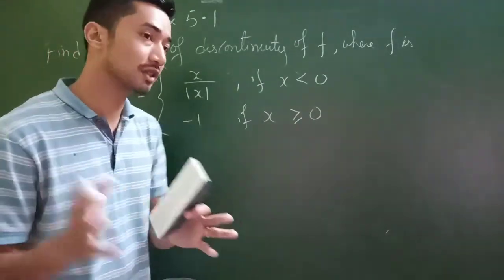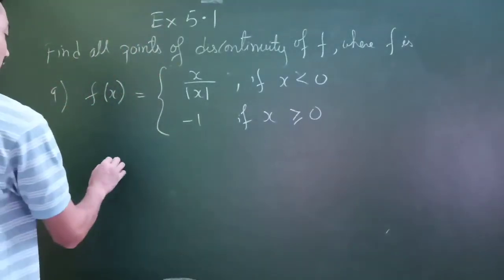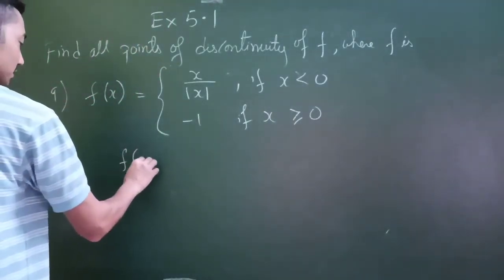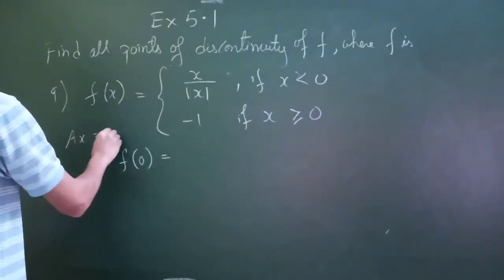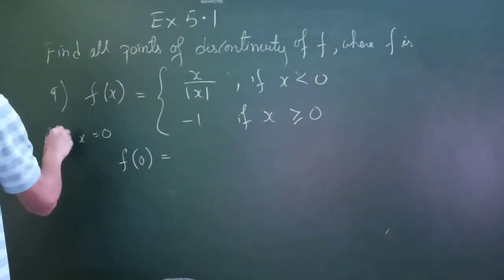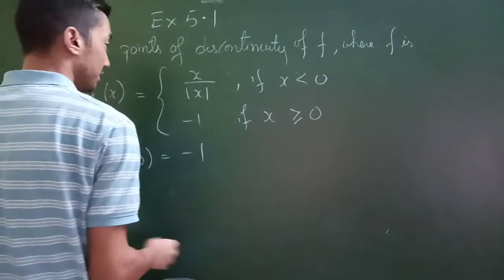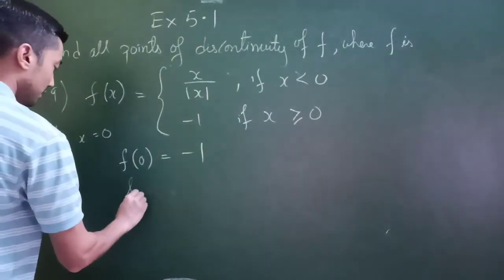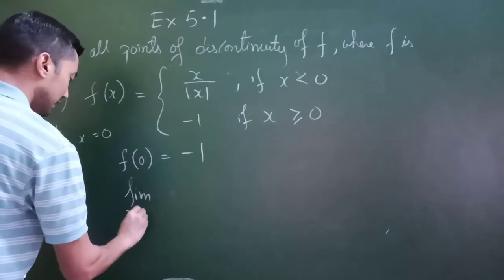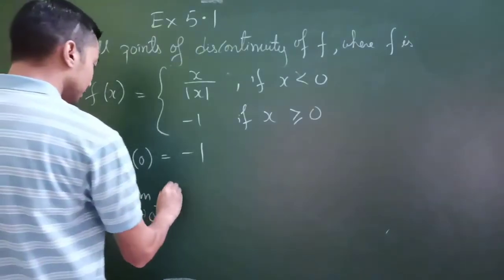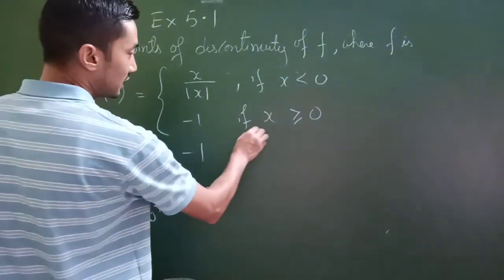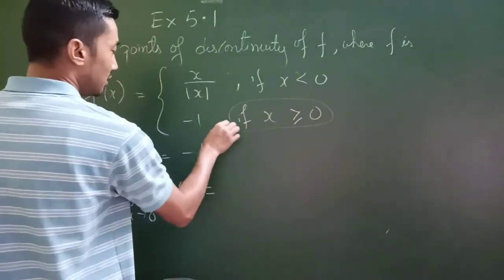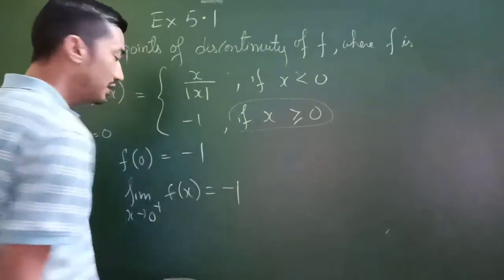Please do check the previous videos. All the theorems are given to you. So let's check the function at x equal to 0. So f of 0 is minus 1. The limiting value as x tends to 0 from slightly greater than 0, f of x, we don't have to do anything here because for any x greater than 0, it will always correspond to minus 1.